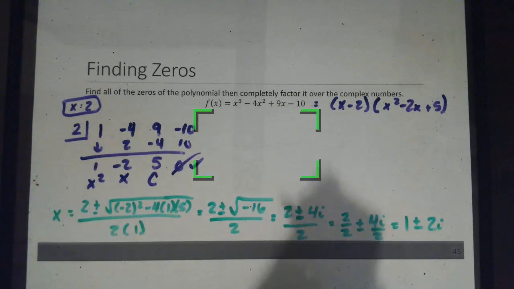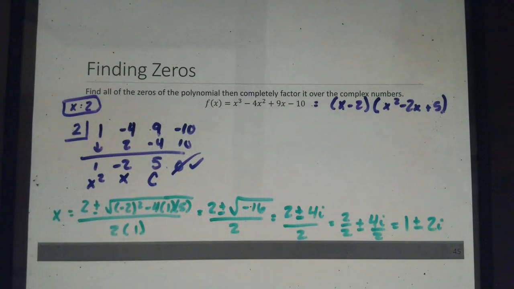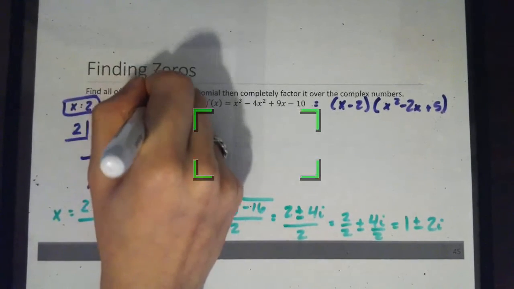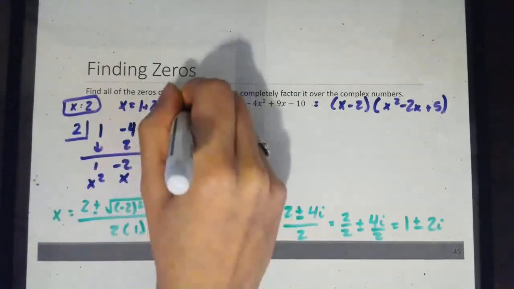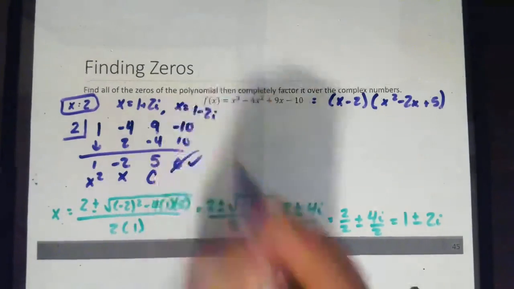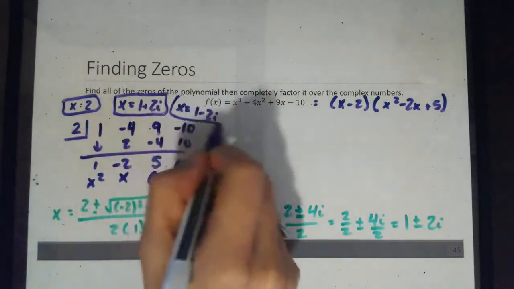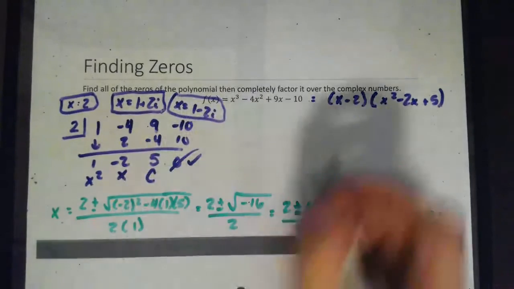So my other two zeros, I guess I can put them up top here, will be x equals 1 plus 2i and x equals 1 minus 2i, because of the plus or minus. Those three are my zeros.